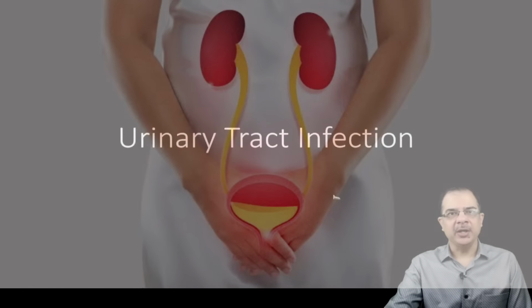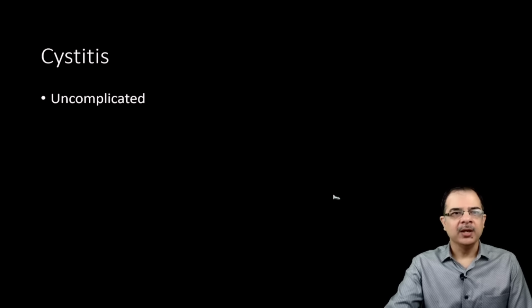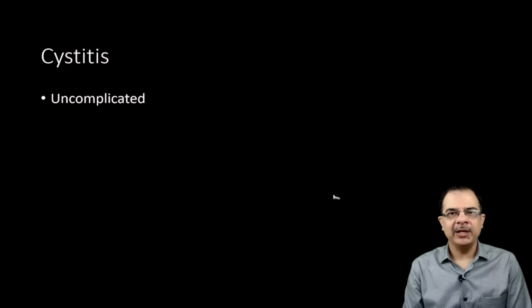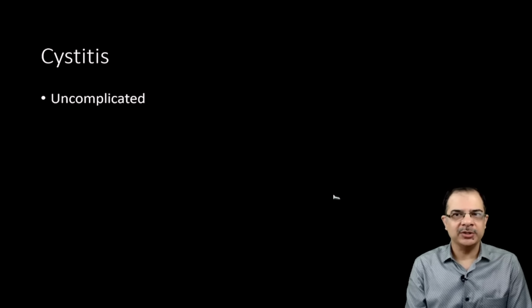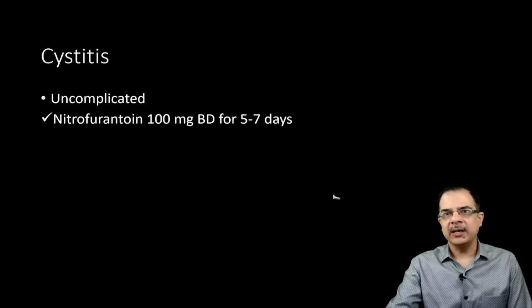Urinary tract infections. In urinary tract infection, the most important organism is E. coli, and treatment depends on the site of infection, whether it is cystitis or pyelonephritis, and also whether it is complicated or uncomplicated UTI. In uncomplicated UTI, that is in females, when other complications like any urinary tract abnormality or pregnancy are ruled out, the antibiotic to be given is nitrofurantoin 100 milligram twice a day for 5 to 7 days.